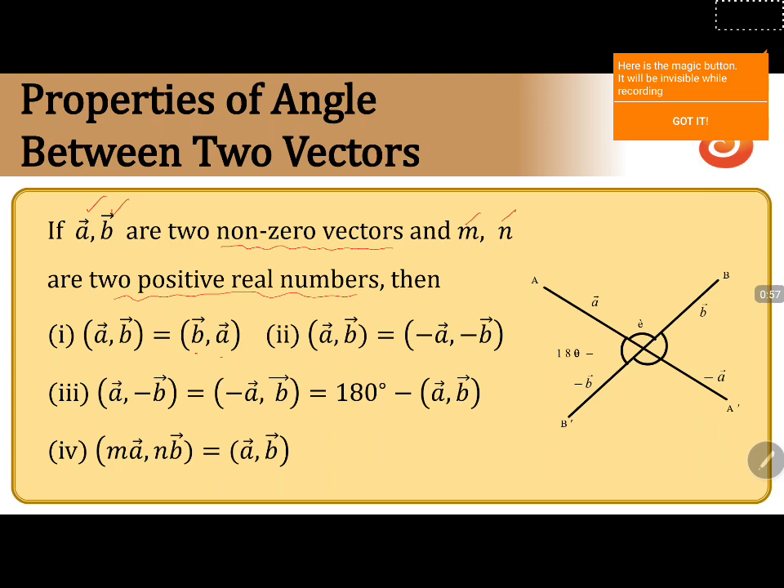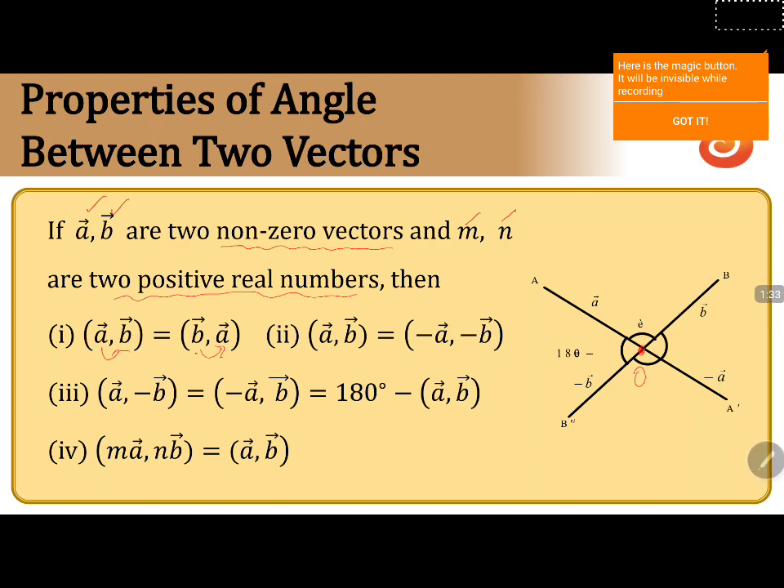And all these properties can be explained by taking this diagram which you are going to see on the screen. Here A vector is one vector, and the other one is B vector. These two vectors are intersecting at one point, say O. Now how much angle will exist from A to B? The same angle will exist from B to A. That's why the angle between A and B is equal to the angle between B and A.